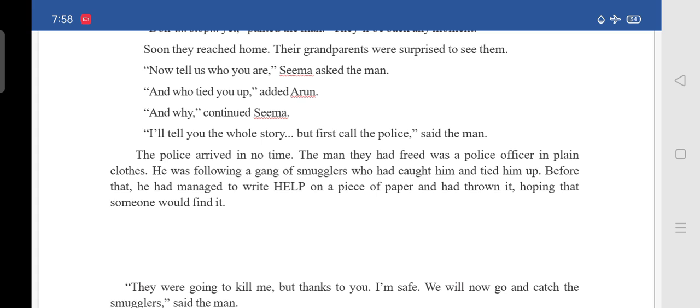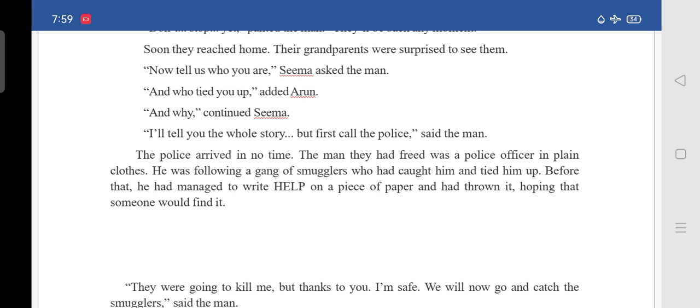The police arrived in no time. The man they had freed was a police officer in plain clothes. He was following a gang of smugglers who had caught him and tied him up. Before that, he had managed to write help on a piece of paper and had thrown it, hoping that someone would find it. So, as they called the police, within no time the police arrived.